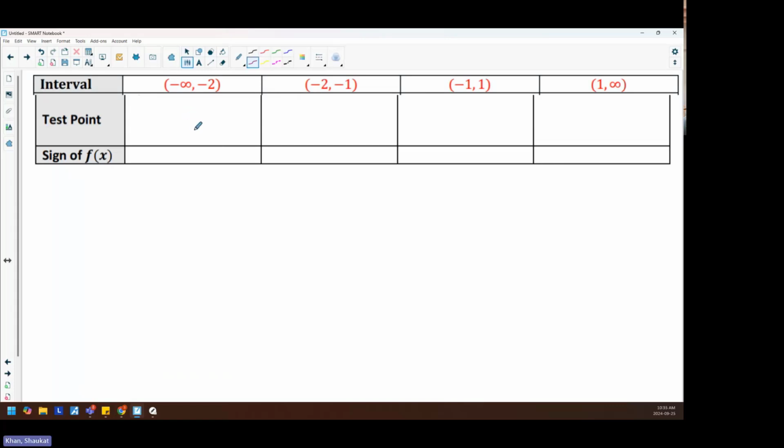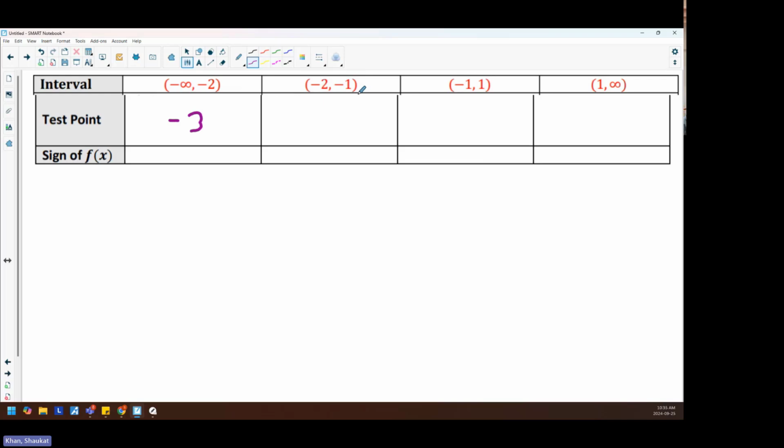Test point. What do I mean by test point? You have to pick a point that exists within this interval. So what's a number that's between -∞ and -2? And you can't use the end points. So I usually just pick a number that's close to the end point. So -3 seems pretty simple, because it's more negative than -2.